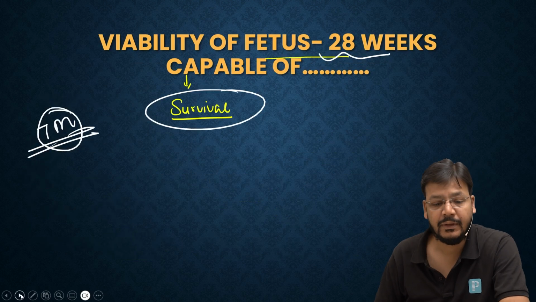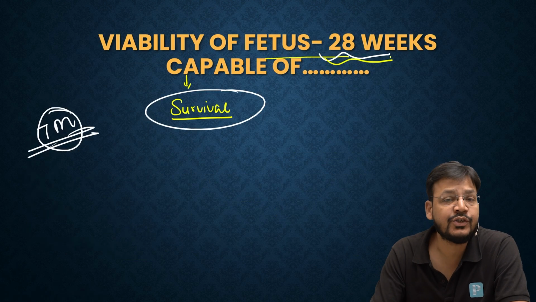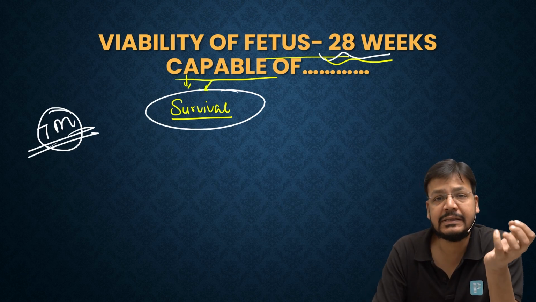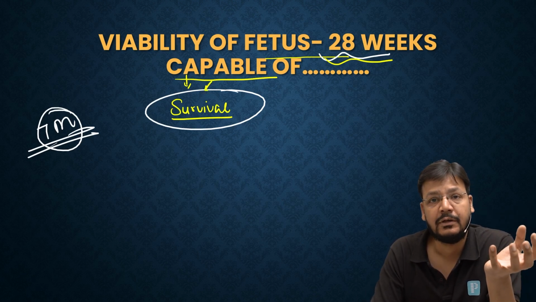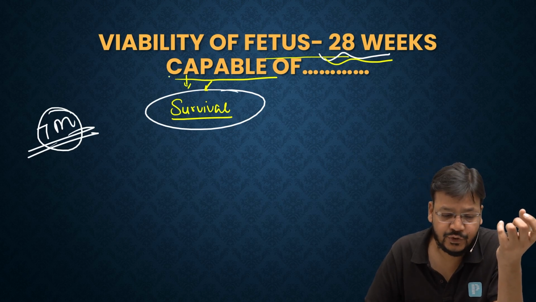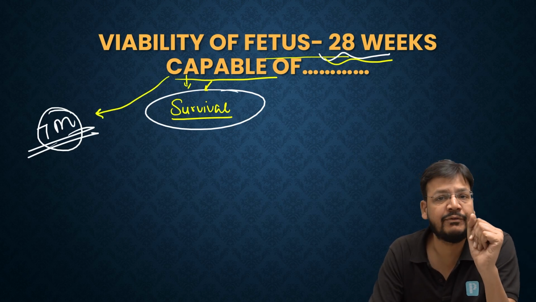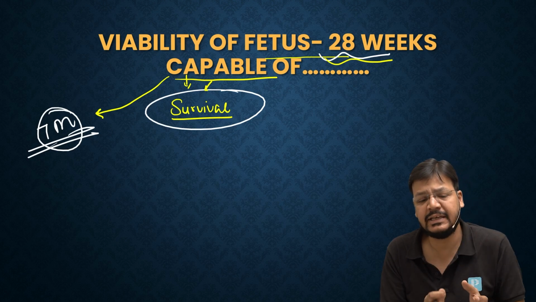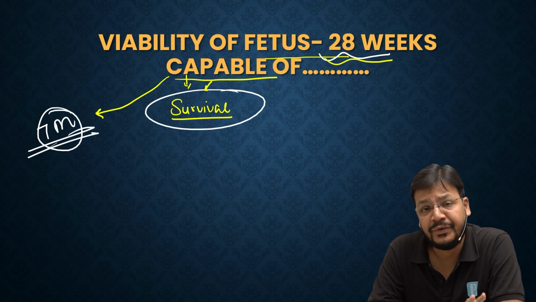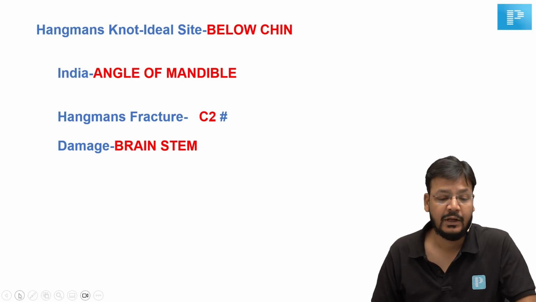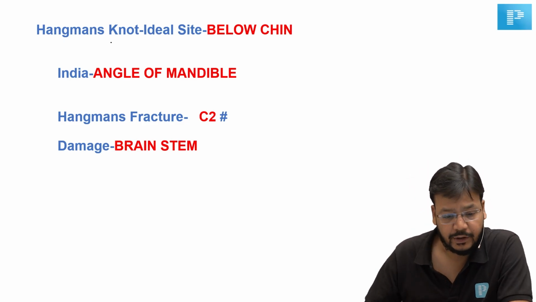Now, viability of fetus is 28 weeks. This is the age after which the fetus is capable of survival outside. This is 28 weeks, or I can say 7 months. The age of viability is 28 weeks or 7 months. This is the age after which the fetus is capable of survival.